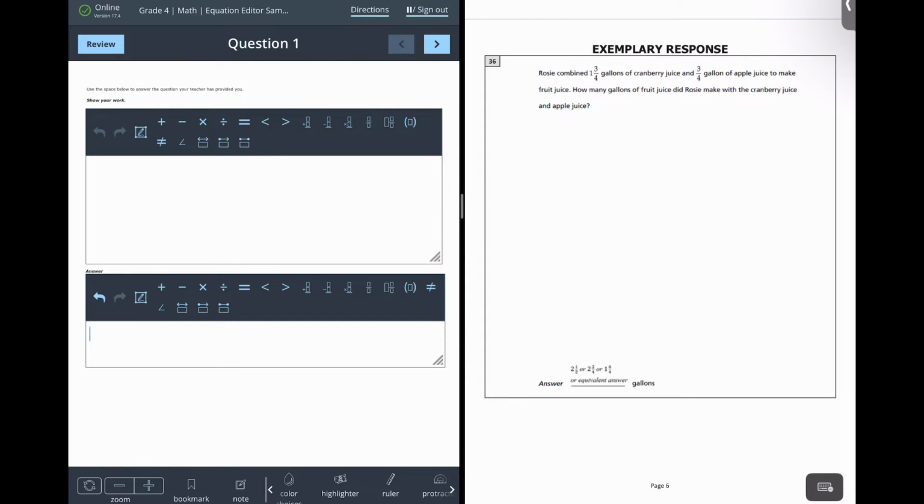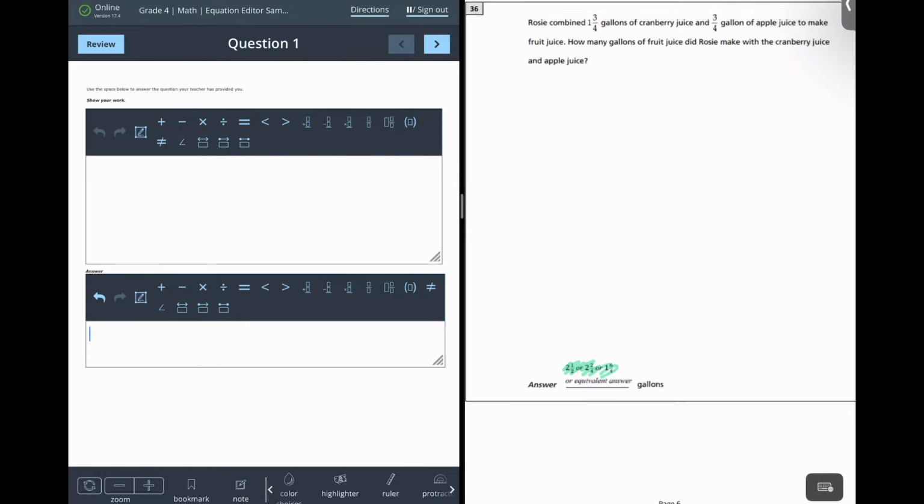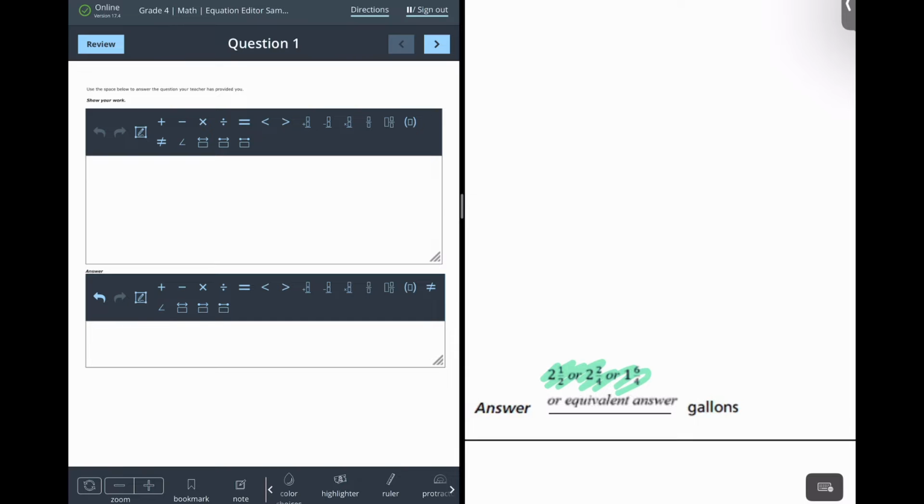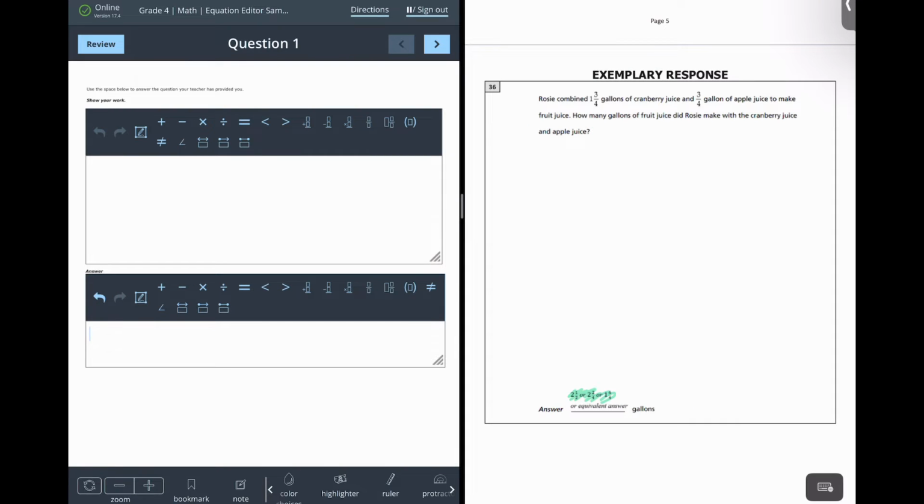Let's look at our first 1-point question, and the only answer you would have to copy in is either 2 1/2, 2 2/4, or 1 6/4. So how do I get that answer? First of all, it says I'm going to combine 1 3/4 and 3/4. That means I know I'm going to add. If I'm combining them, I'm adding. And what they're looking for is, do you know how to add fractions with like denominators? So I get 6/4 because my pieces are 4, so that doesn't change. I get 1 6/4, which is one of the possible answers.